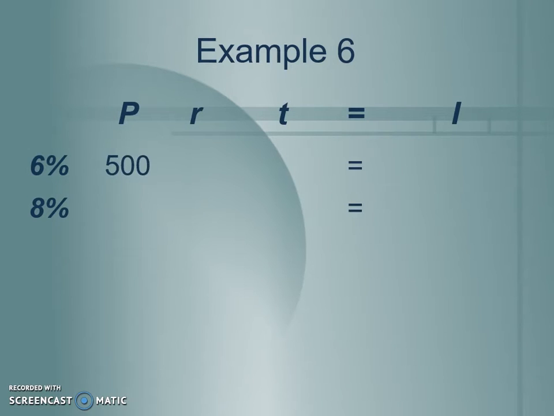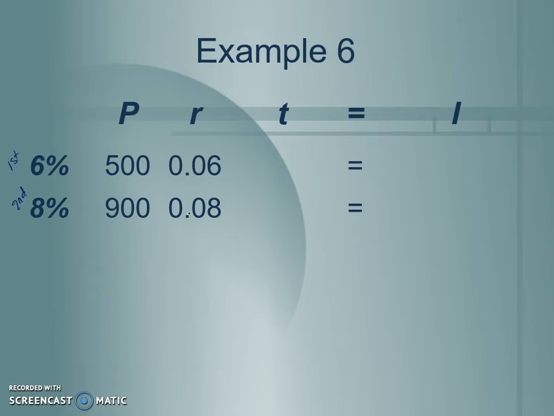So this time they tell us the principal amounts. So we have $500 at 6% and $900 at 8%. Now they've labeled our rows 6 and 8%. You could always just put the first loan and the second loan, whatever's easier for you to remember. Because we've labeled them 6 and 8%, it's really easy to remember that our rate for the first is 6%, or 0.06, and our rate for the second one is 8%, which is 0.08.